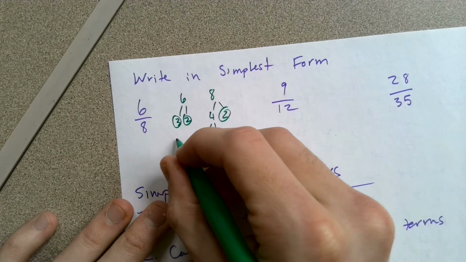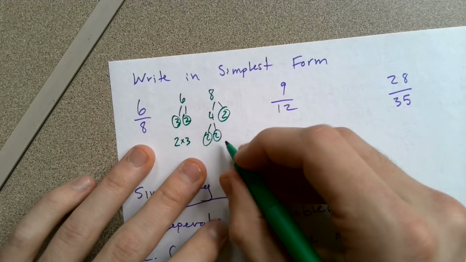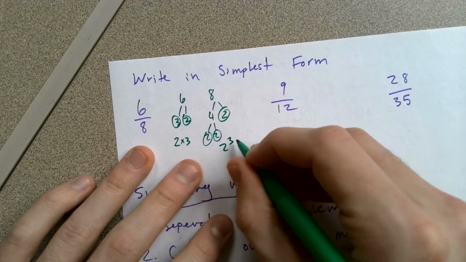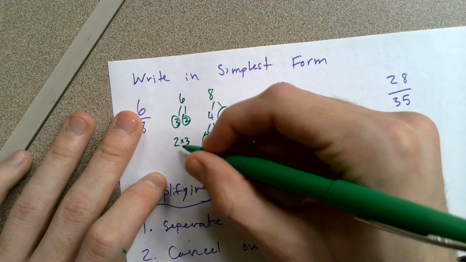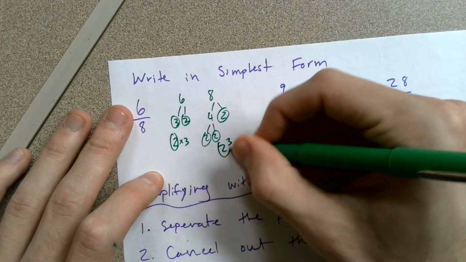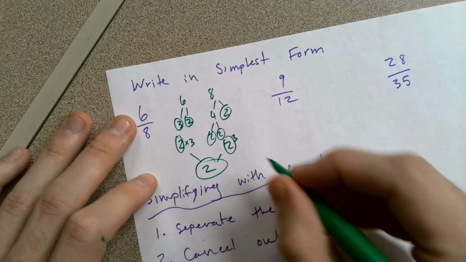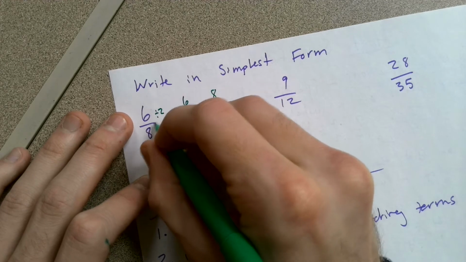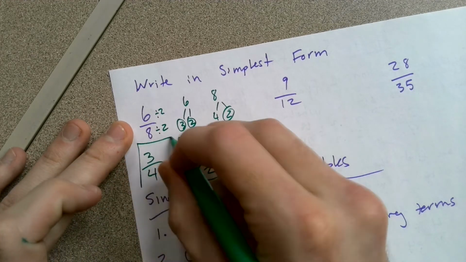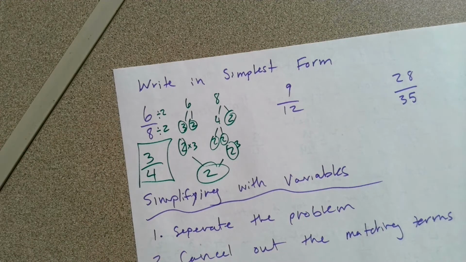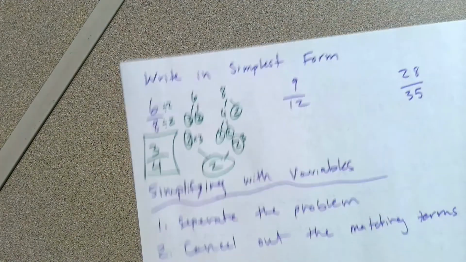So 6 is 2 times 3. That's the prime factorization. Right here we got 2 to the third. That's our prime factorization. What do they have in common? They both have a 2. So 2 is our greatest common divisor. So we can divide each by 2 to get 3 over 4. That's our simplest form. We plug this 2 in after we found the greatest common divisor, and divide each by it.